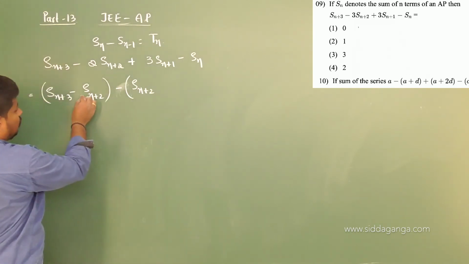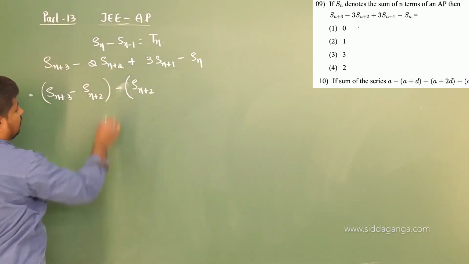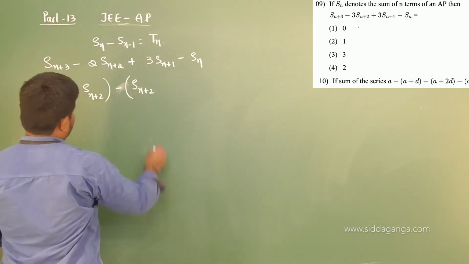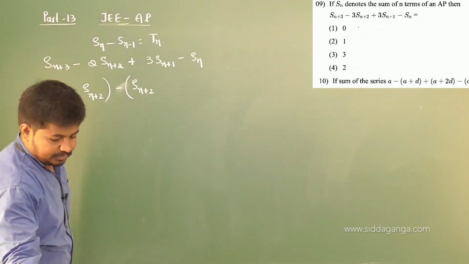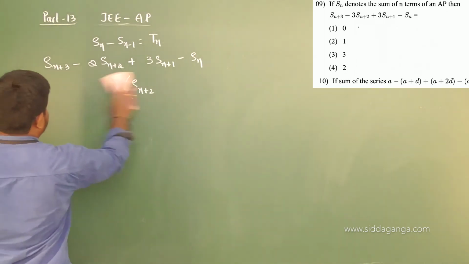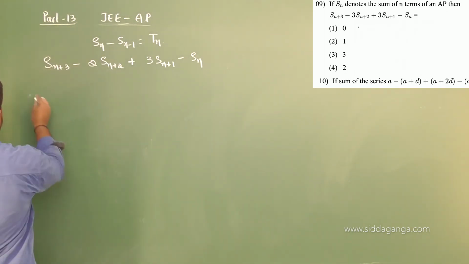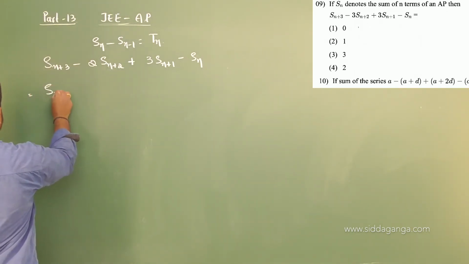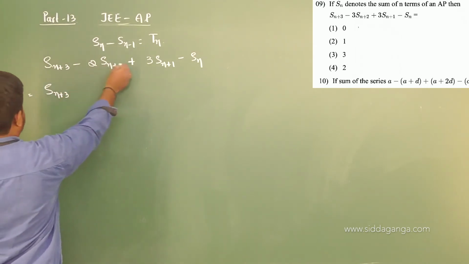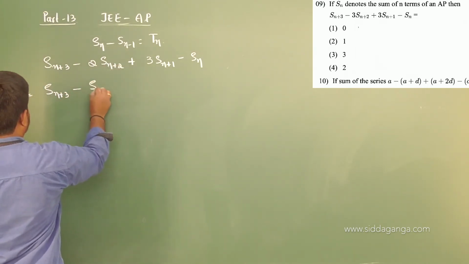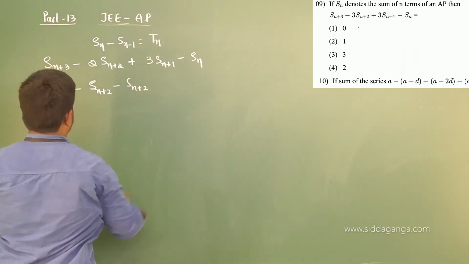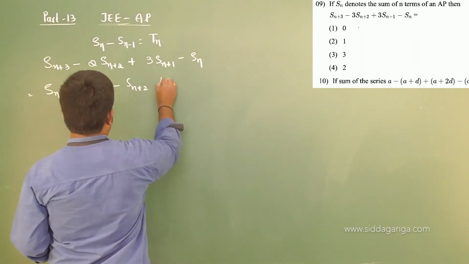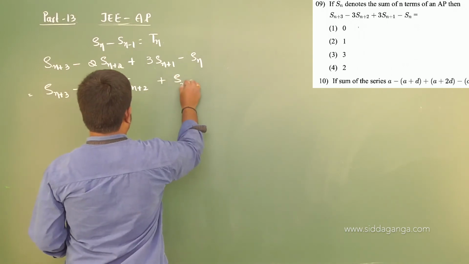So, minus Sn+2 minus Sn+2, you get 2 times Sn+2. Here I am going to write this as, before that, let me write Sn+3 minus 2 times Sn+2. I am going to write Sn+2 minus Sn+2, and here 3 times Sn+1 I am going to write as Sn+1.